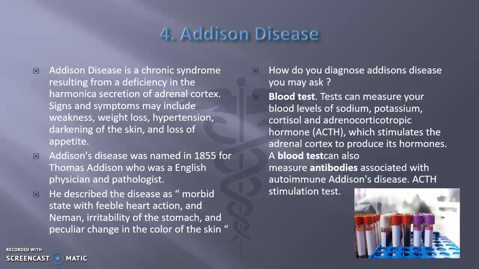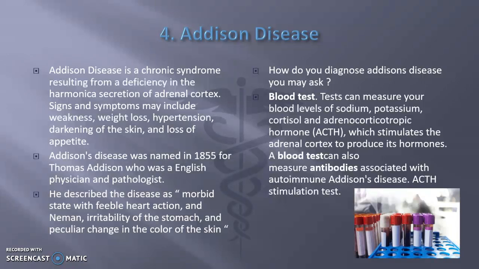The next one is Addison disease. Addison disease is a chronic syndrome resulting from a deficiency in the hormonal secretion of the adrenal cortex. Some of the signs and symptoms may include weakness, weight loss, hypertension, darkening of the skin, and loss of appetite. Addison's disease was named in 1855 for Thomas Addison, who was an English physician and pathologist. He described the disease as a morbid state with feeble heart action, anemia, irritability of the stomach, and peculiar change in the color of the skin.